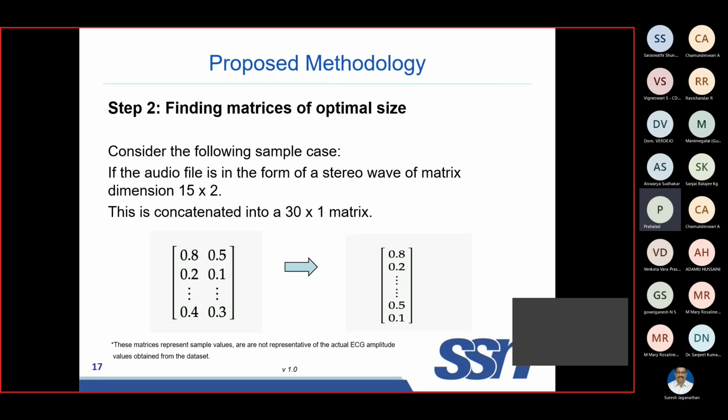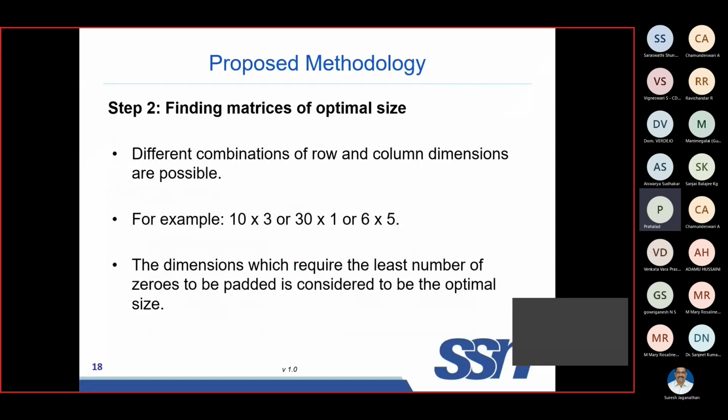Let's take a very simple example. If our audio file has 15 rows and 2 columns, then the first step is to concatenate it into a 30 cross 1 matrix. In order to find the optimal size, there are different combinations of rows and columns that are possible. For example, you could have a 10 cross 3 matrix or a 30 cross 1 matrix or even a 6 cross 5 matrix. The dimensions which require the least number of zeros to be padded, that is the optimal size.